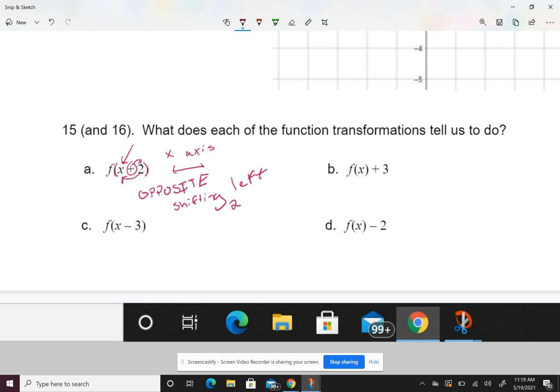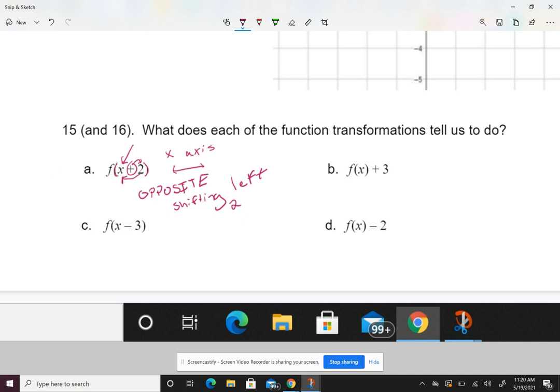So understand it is the opposite of what you think if it's in parentheses. If I'm adding, that actually shifts me to the left, because technically I am solving for x. So if you had x plus 2, we set this equal to 0. I'm solving for x. So this is why it is the opposite, because we are solving for x. So now x is at -2. Understand? That's the key. Inside the parentheses, it's always the opposite.